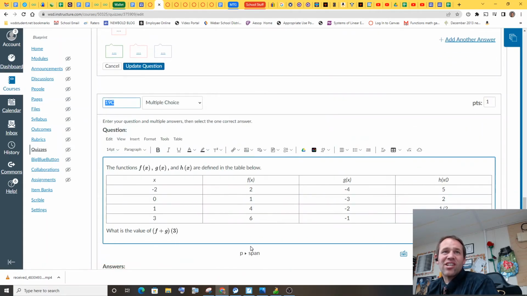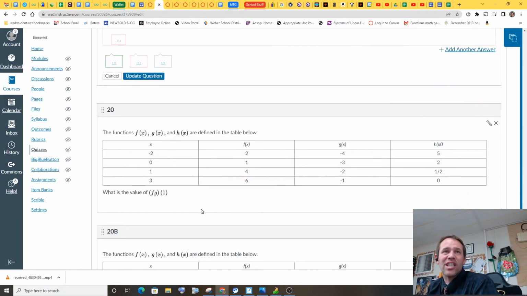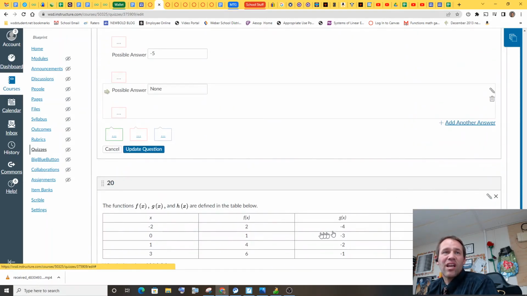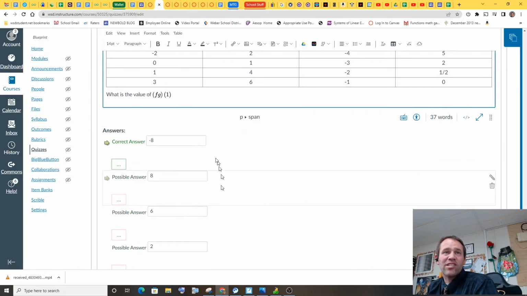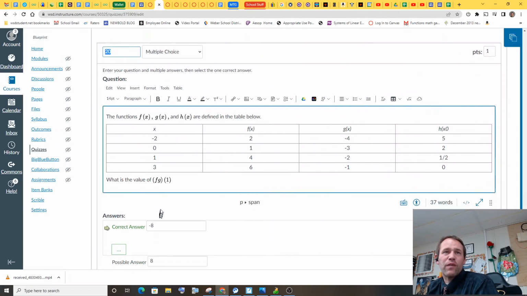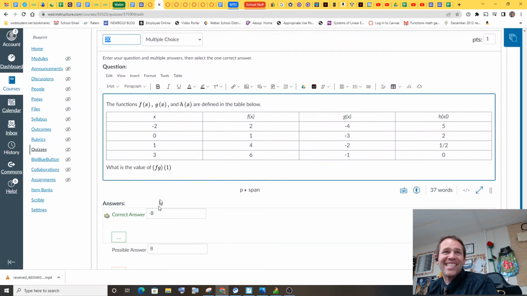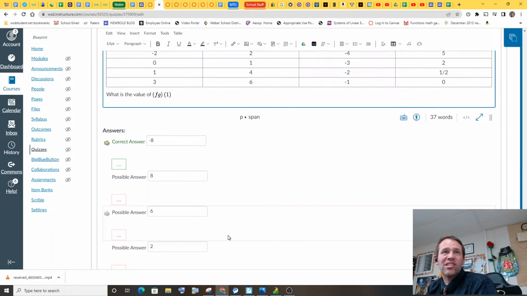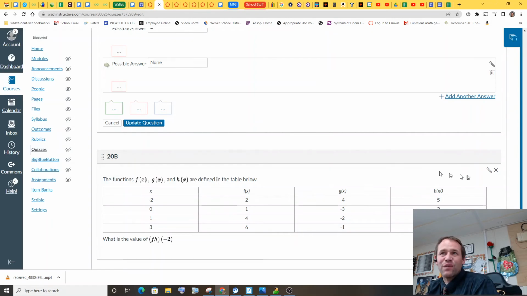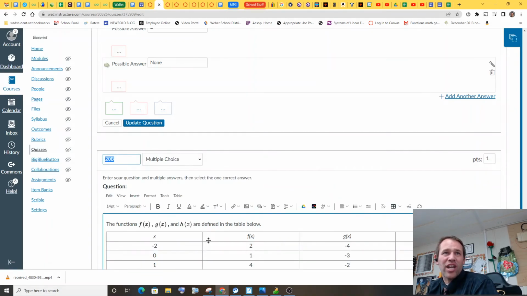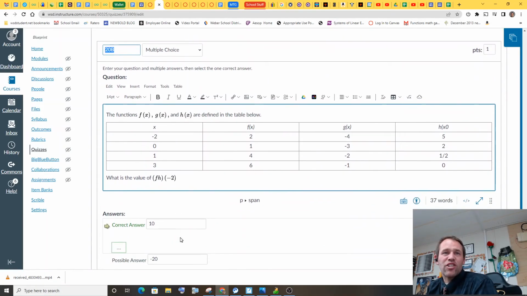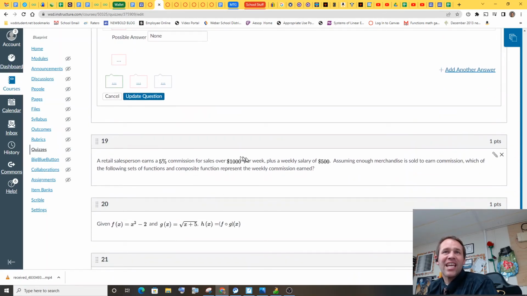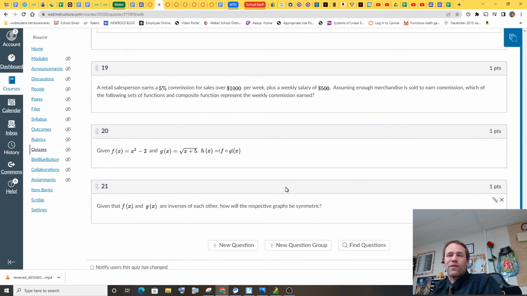Okay, 19C, here we go. The answer is also 6. And when in doubt, just try 6. Oh, this one right here, f of g of 1 is going to be negative 8. So f of g of 1 is going to be 8. I feel like they just didn't finish this, so I do apologize. Okay, f of h of negative 2 is going to be 10. And there's lots of answers for you, and then I need to fix this.